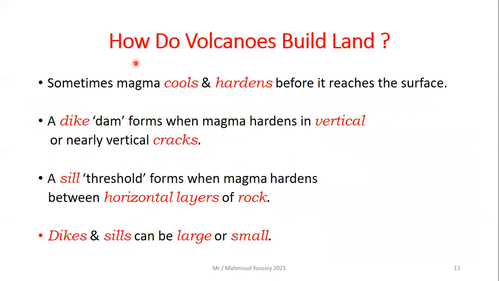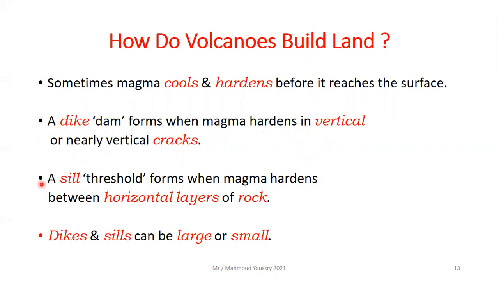How do volcanoes build land? Let's see. Sometimes the magma cools and hardens before it reaches the surface. Then we have many structures right here. The first one is called a dike. A dike forms when magma hardens in vertical or nearly vertical cracks.